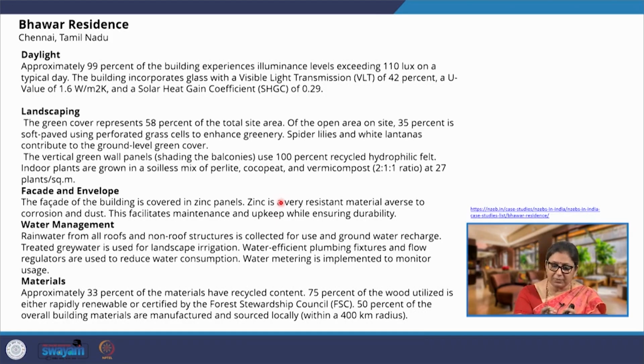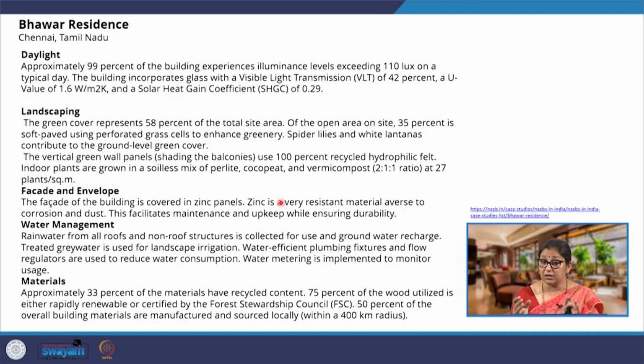I will probably not need to explain all the case studies, because the strategies are going to remain the same. So, if you look at the strategies here, daylighting, which is what we have seen in the previous one, all the areas are daylit for almost the entire day. 99% of the times the illuminance levels are exceeding 110 lux, which implies that none of the habitable areas in this residence will require artificial lighting during the day, which is a significant cut down on the energy requirement.